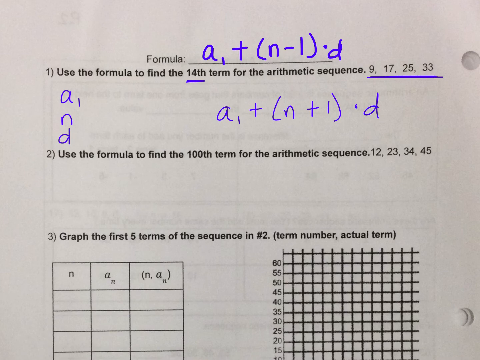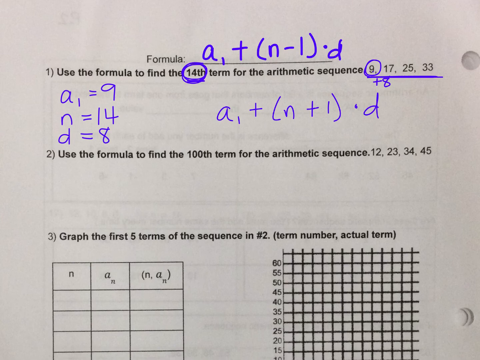So A1, if you remember from what we talked about, is the first term. Well, the first term is a 9. N is what we are looking for. The words tell me I'm looking for the 14th term. And then the D is our common difference. So what we're adding, 9 plus 8. So 8 is my D.